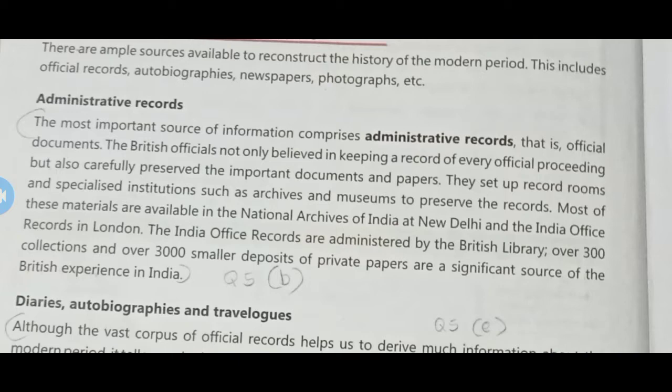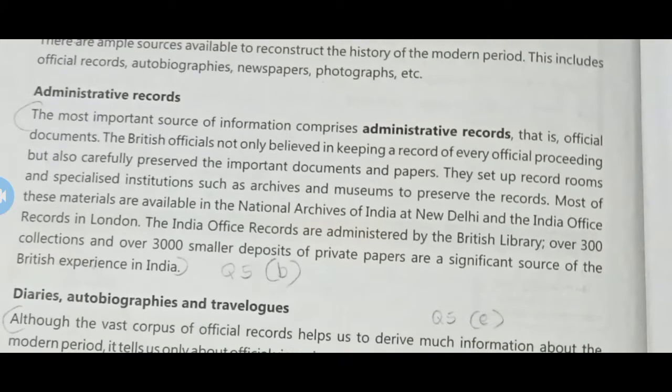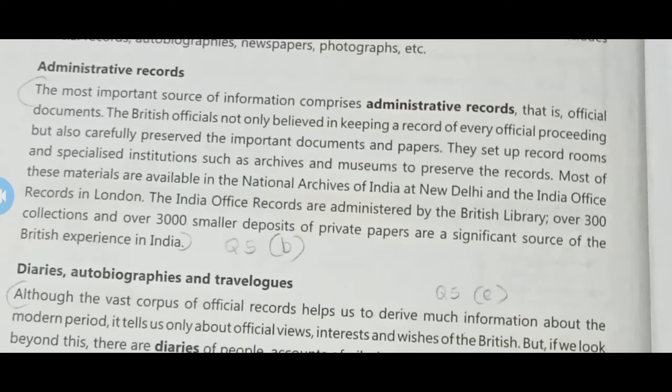The British officials not only believed in keeping the records of every official proceeding, but they also carefully preserved them. Nowadays, even if we write about today's world and proceedings, we don't keep or preserve it. But these British officials not only kept these records, they carefully preserved them, and today these are useful for us because we are understanding how our history was, and it's really very important to understand the history.